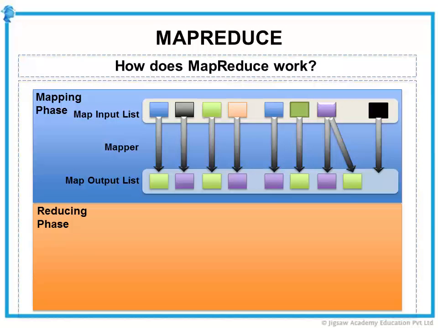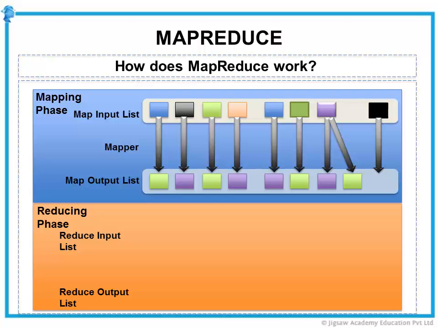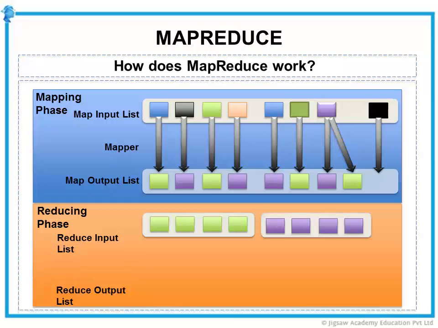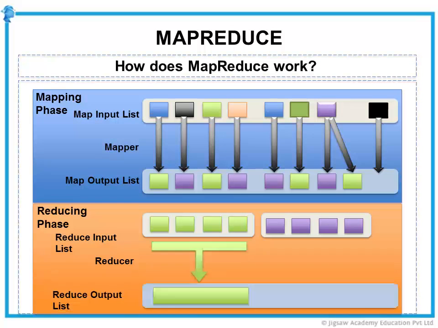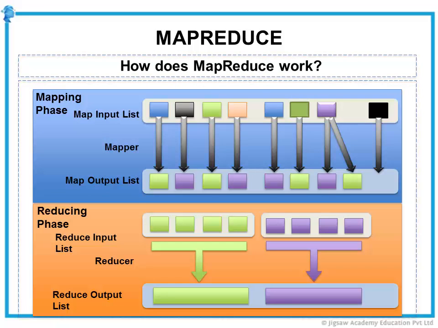Now, the second phase of a MapReduce program is called reduce or reducing. Reducing lets you aggregate or consolidate values together. Similar to the map phase, the reduce phase also has an input list and an output list. And the sorted output of the map function serves as the input for the reducer function, which then combines the values together, returning a single output value. This is, in general, how a MapReduce program works, irrespective of the language used to implement it.